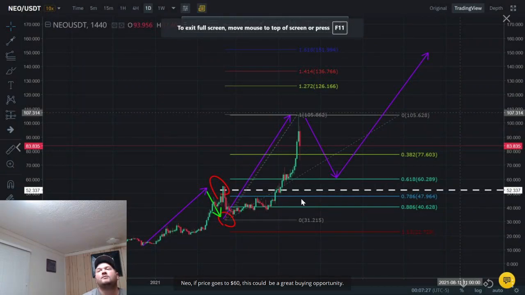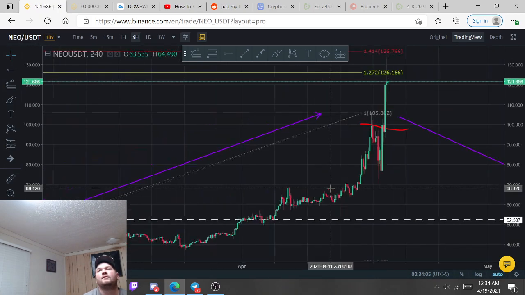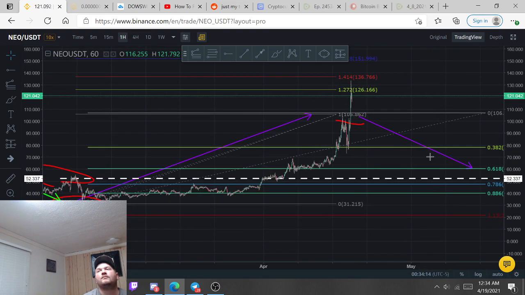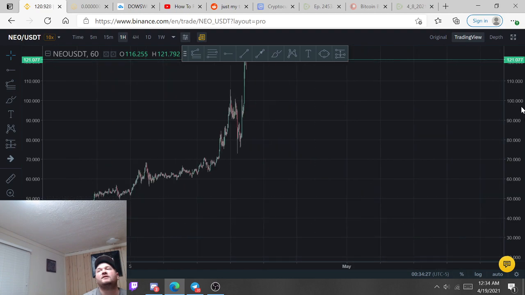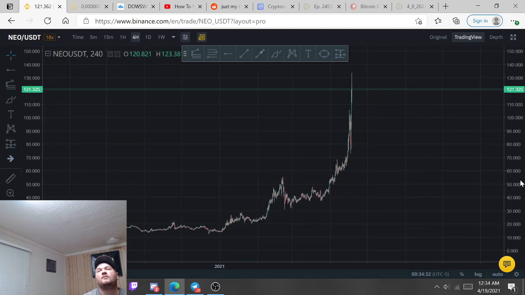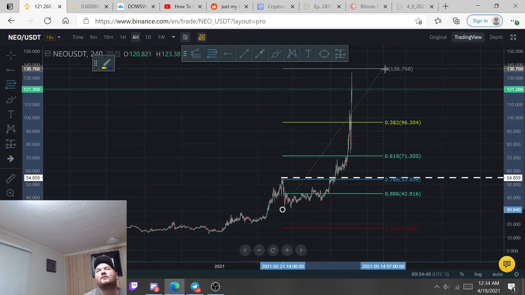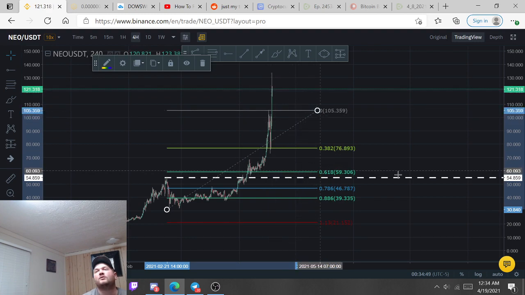Here's Neo. I said if it pulls to 60, it could be a good trade. And we know what that did. Right? Let's check it out. You can see it didn't pull back for crap. It didn't pull back for nothing. We put in a new high. Oh no, that's the wrong one. So price was here and I was like, if we pull back to 61.8, we could buy.